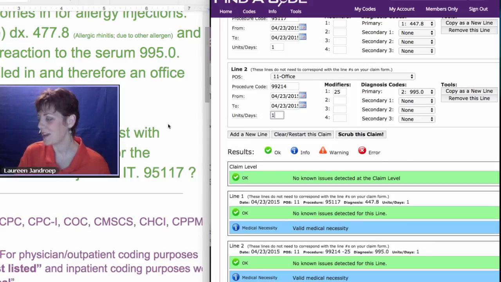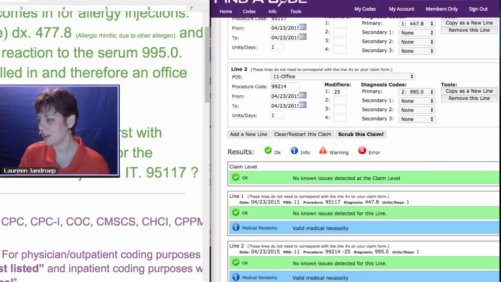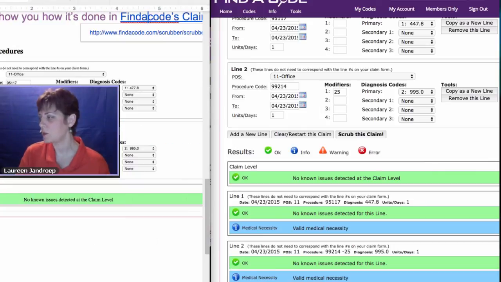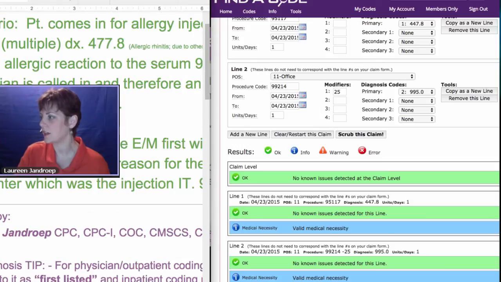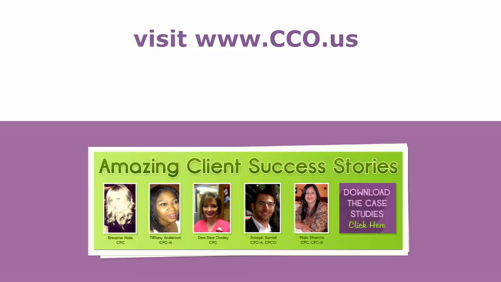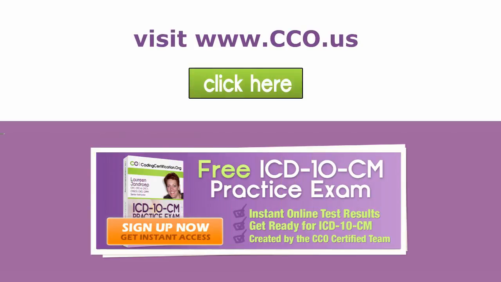So, okay, let me see if I had anything else down here. No, that's it. So hopefully that helps with that question and gives you a little peek at a Find a Code feature.